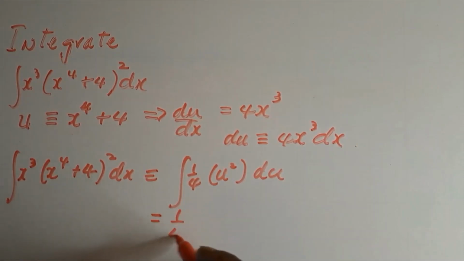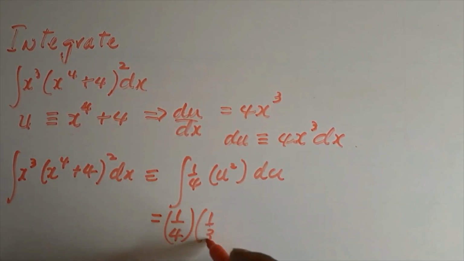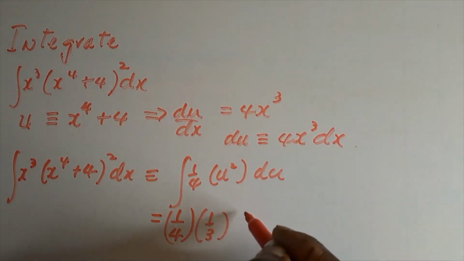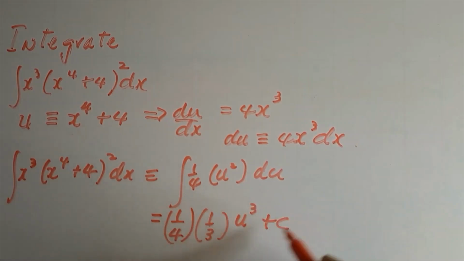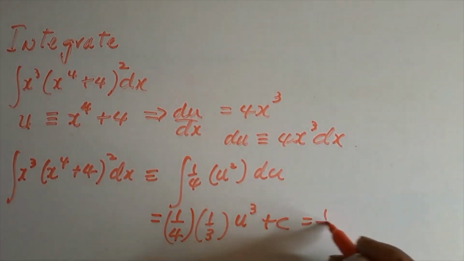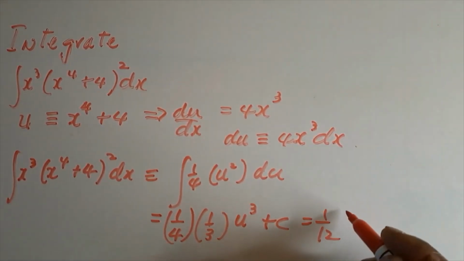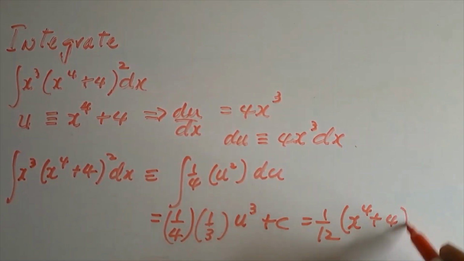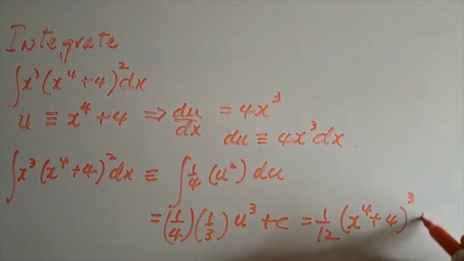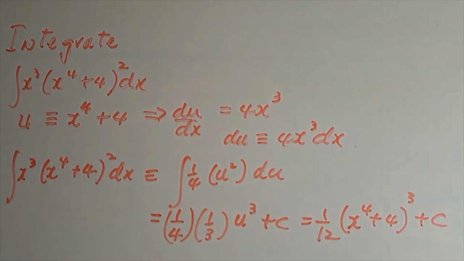Then we have a quarter of a third u cubed add c, which gives us a twelfth u cubed, with u being x to the 4th add 4, so (x to the 4th add 4) cubed, add the constant of integration.